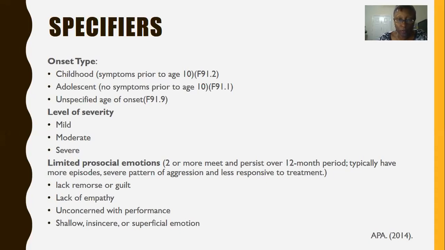Limited prosocial emotions: 2 or more that meet and persist over a 12-month period. Typically lack of remorse or guilt for their actions, lack of empathy, unconcerned with performance, shallow, insincere, or superficial emotions can be seen in these types of children.